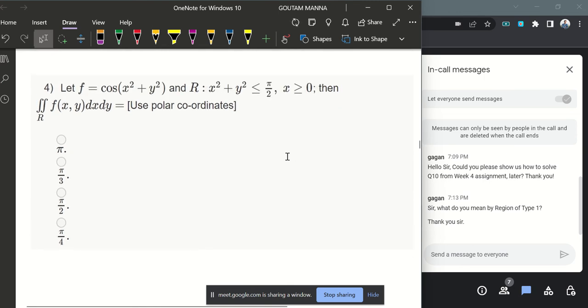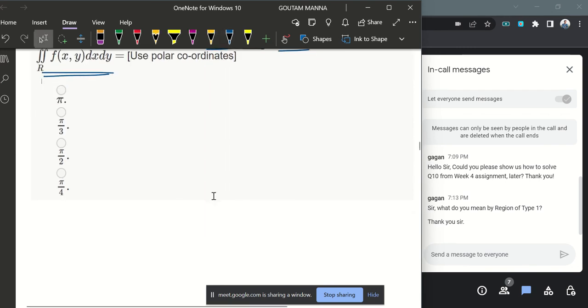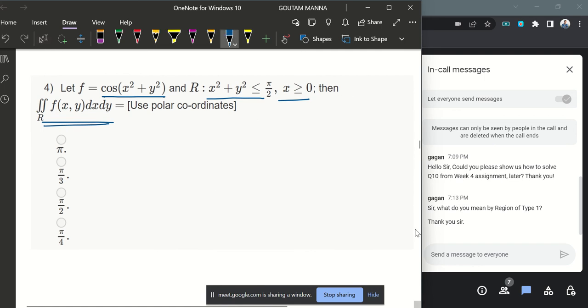Now the next problem, you have to find out the integration of cos of x square plus y square, and the region is given by this. So x square plus y square is less than or equal to pi by 2 and x greater than 0. Then you are asked to find the double integration of f of xy. The hint is to use polar coordinates. It's because it is in terms of x square plus y square, and x square plus y square in polar coordinates is given by r square.